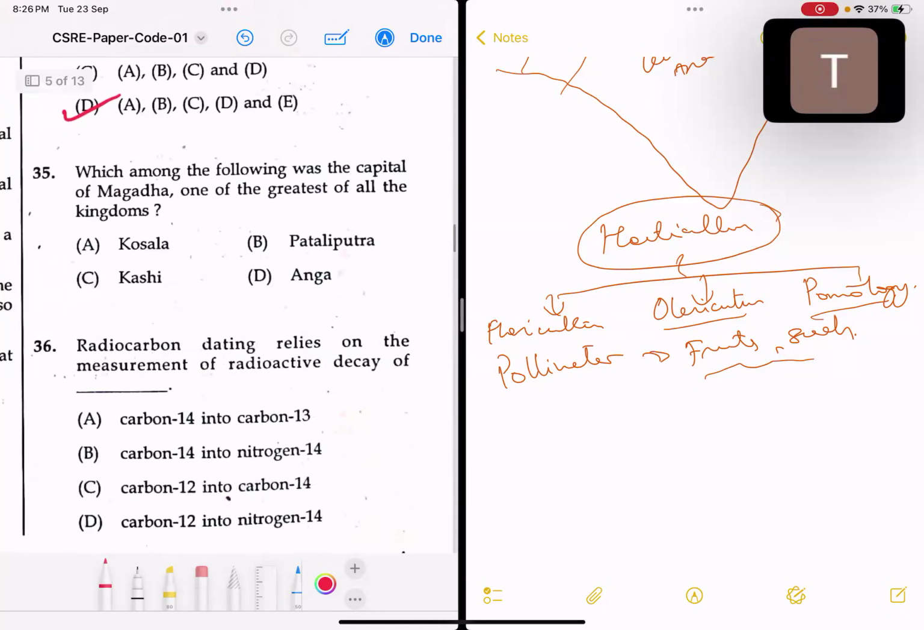Now, question number 35. Which among the following was the capital of Magadha, one of the greatest of all the kingdoms? So this is a direct question. It's Patliputra, which is the old name for Patna. Okay, but you also remember that before Patliputra, the capital was Rajgriha.